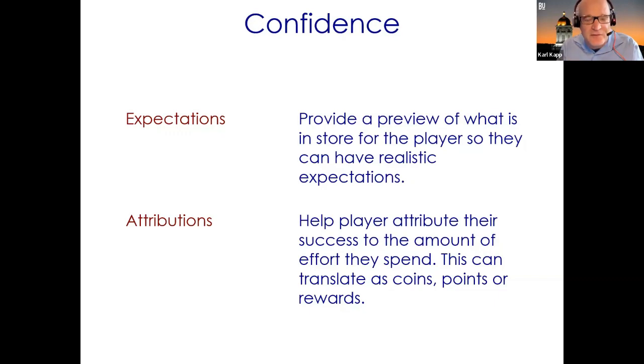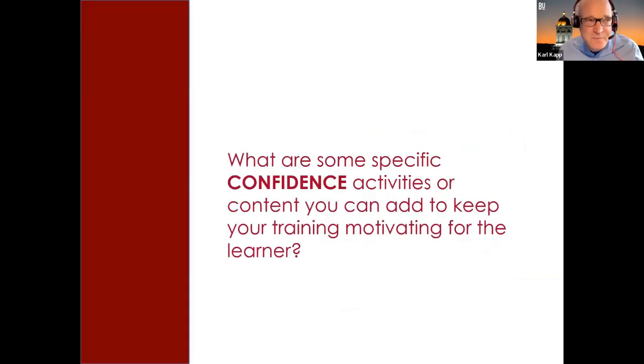So the other thing about confidence and relevance, just like attention, it needs to be conveyed throughout. So you can't set confidence level once, you can't set an attribution once, you can't set expectations once. You need to constantly be reminding the learner of these things that they need to do. That's really important for you to think about as you design the instruction. Also, think about, what are some specific confidence building activities you can add to your training to keep the learner motivated throughout, right? Maybe they answer some questions.